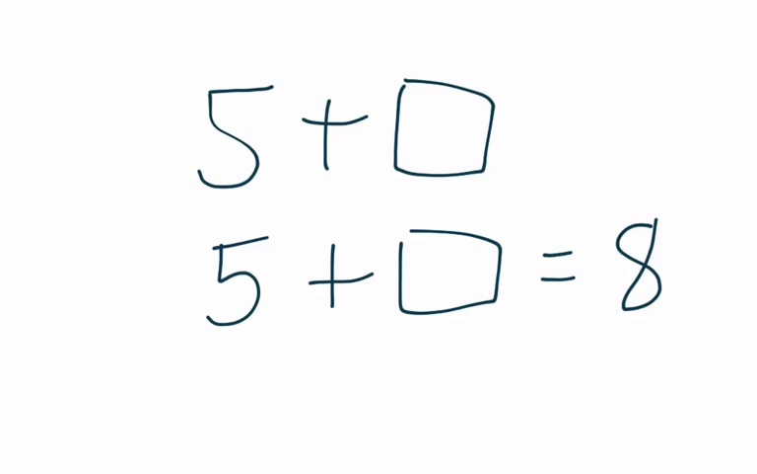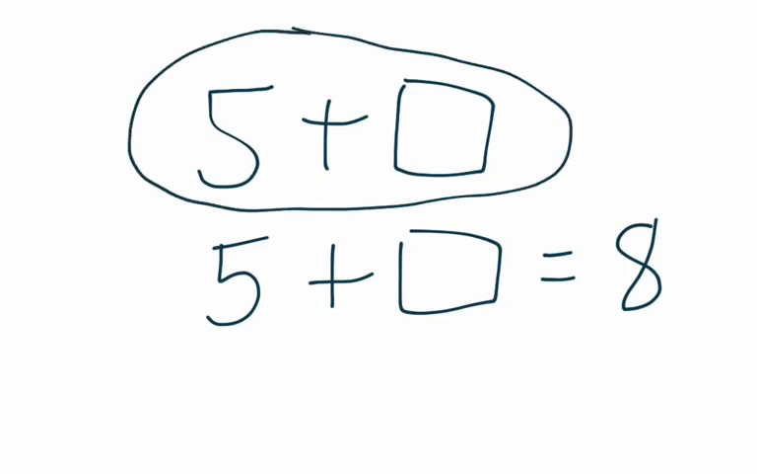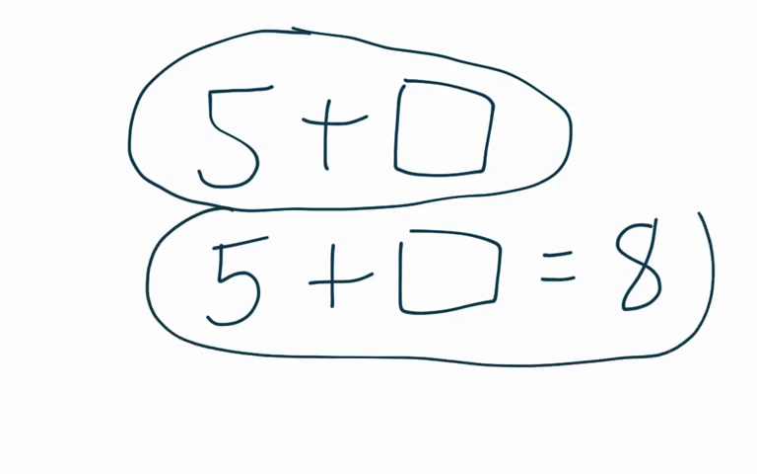Okay, as we start this lesson, I want you just to look at these two problems. We have this one right here, which is 5 plus blank, and we have this one right here, which is 5 plus blank equals 8. Obviously, there's a difference between them. If you just want to pause and take a second and think, what is the difference between these two? Why are they different?